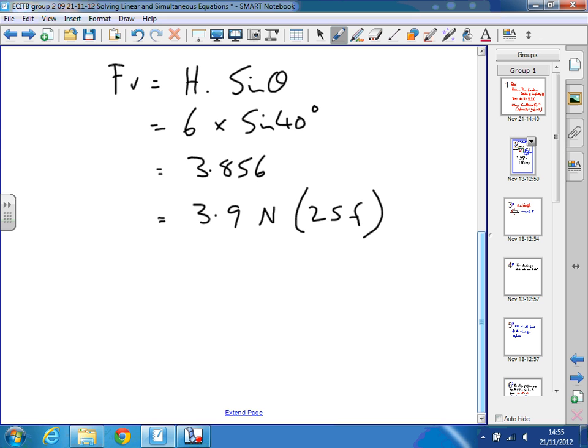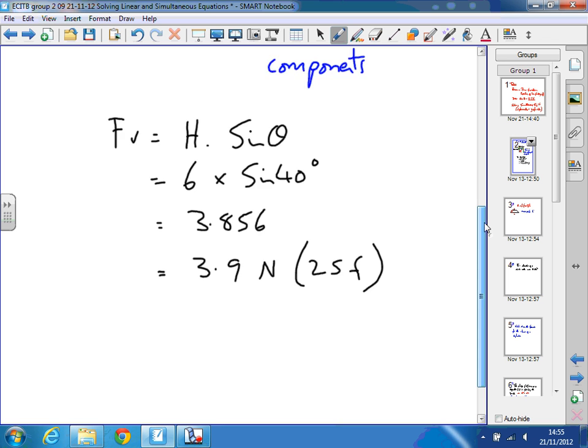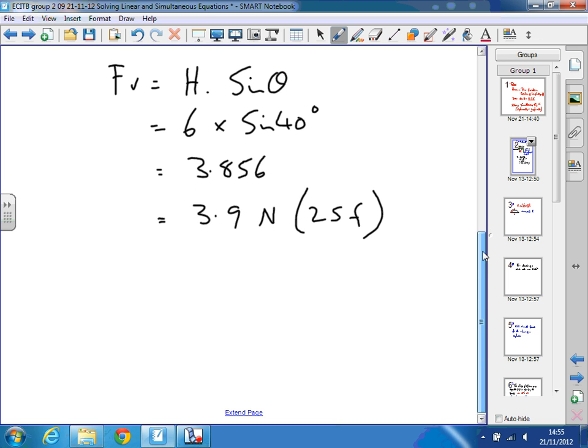And final thing, to finish this question off, would be to take into account the direction. So it would be negative because of the convention we're using. Okay? So that's the vertical component of the force.